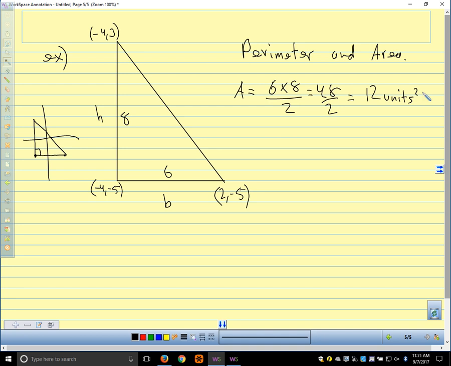To find my perimeter, somehow I need to find the length of that side. I have a couple different ways that I can do it. We said this is a right triangle. What always works for a right triangle?